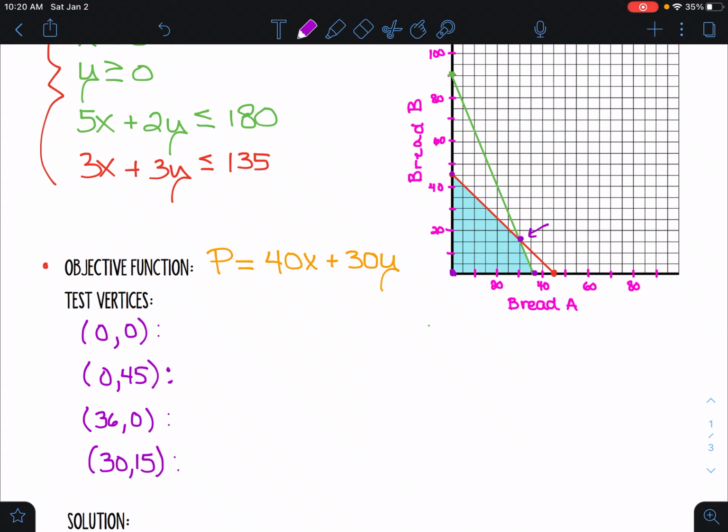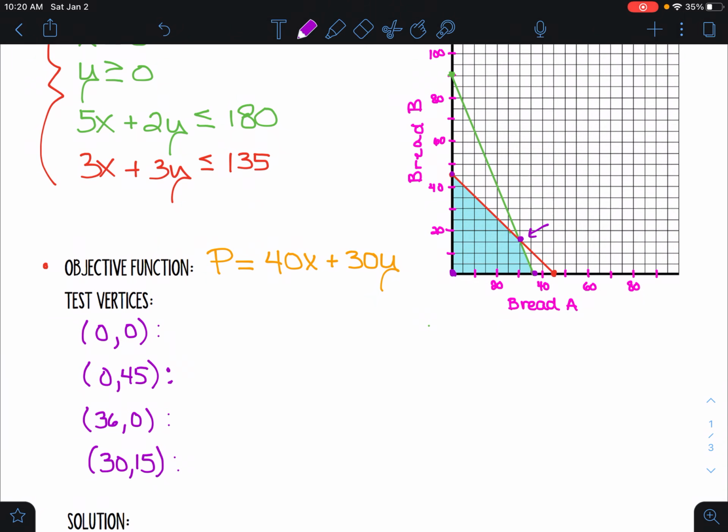Okay, so those are my test vertices, and I just have to figure out which one of these is going to be the best. Now, sometimes it'll be kind of obvious in here, and other times not as obvious. It really depends on this profit or cost or whatever equation you're talking about, your objective function. It really depends on what that looks like.